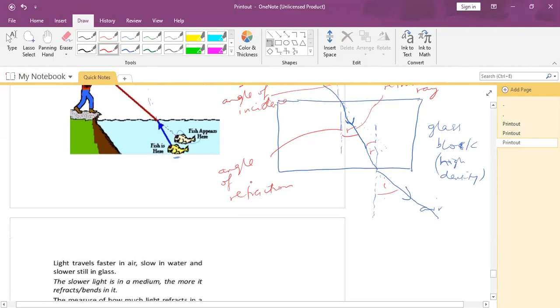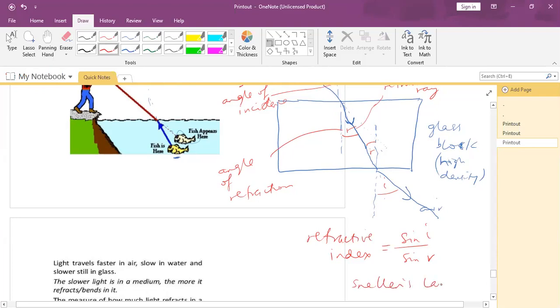So there's something called refractive index. Every substance has its own refractive index. The refractive index is defined as the ratio of the sine of the angle of incidence to the sine of the angle of refraction. If you take the ratio, it's constant for every material. So water has its own refractive index, glass has its own refractive index. That means ability to bend light. And this is known as what we call Snell's law.